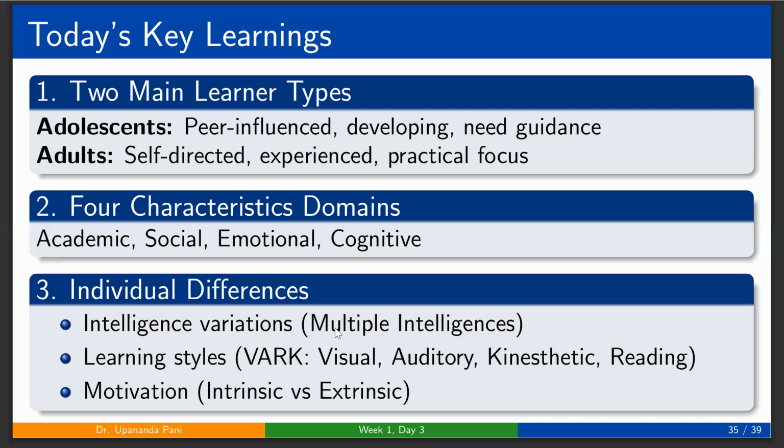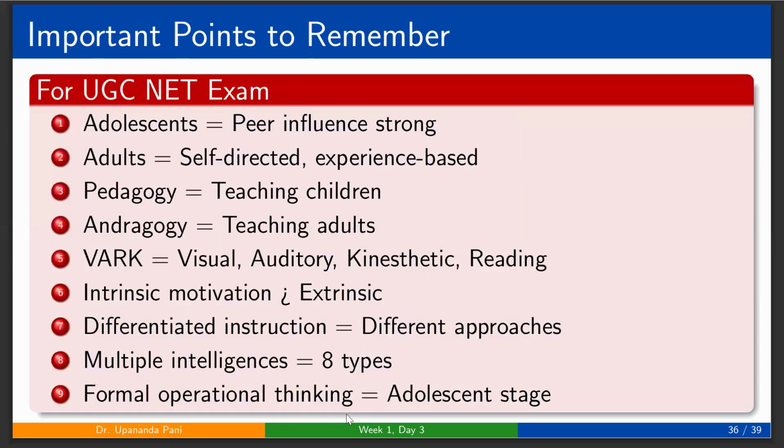Then for individual differences, how you can analyze is intelligence variation, multiple intelligences. Learning style is BARK: visual, auditory, kinesthetic, and reading. Motivation is intrinsic versus extrinsic. What is important for the UGC NET exam is adolescent learning. You can see these are the different types of questions which come frequently. Peer influence is strong in adolescents. Adults are self-directed. They need an experience-based learning approach. Pedagogy is teaching children. Andragogy is teaching adults.